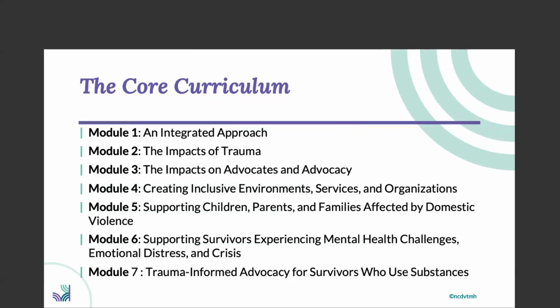Modules 5, 6, and 7 are what we call the specialty modules. And so Module 5 focuses in on supporting children, supporting parents and families as a whole, so that as we're working with survivors and their children, we're thinking about how do we hold everyone's needs in mind at the same time. Module 6 is about supporting survivors experiencing mental health challenges, emotional distress, and crisis. And Module 7 is about trauma-informed advocacy for survivors who use substances.